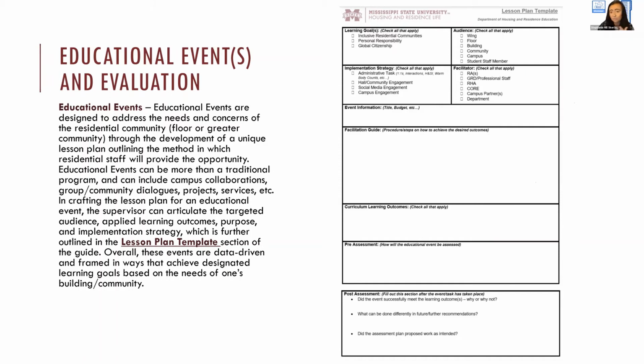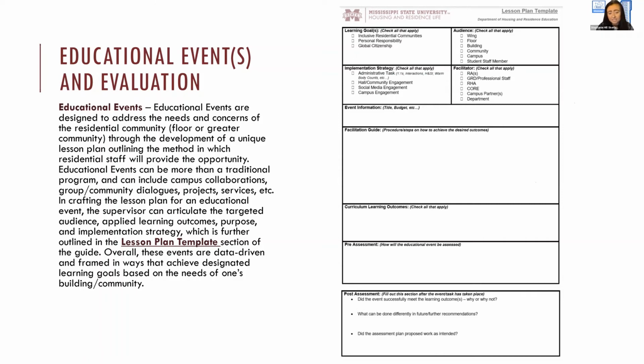So the wing, the floor, the building, the community, which would be a group of 2 buildings. But it's designed to address those needs through the development of a lesson plan, which is what you see on your right. And that just outlines the method that we will provide this educational learning moment to the community, really. It's more than a traditional program for us. It encompasses campus collaboration, community dialogue, projects, services, anything of the sort. But it's used for educational events.